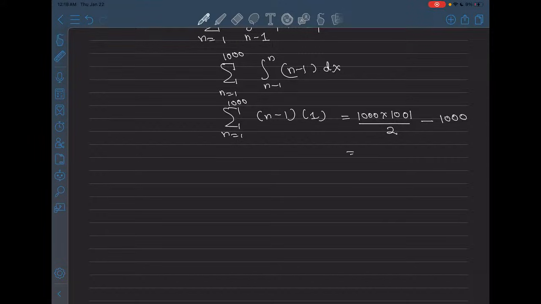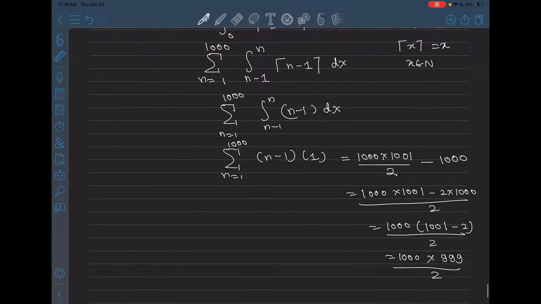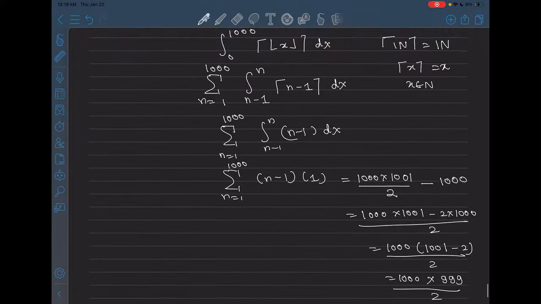Okay, so this is 1000 into 1001 minus 2 into 1000 by 2. So this is 1000, 1001 minus 2 over 2. So this is 1000 minus 999 by 2. And I will keep it as it is for now, right? Okay, so we have done this.